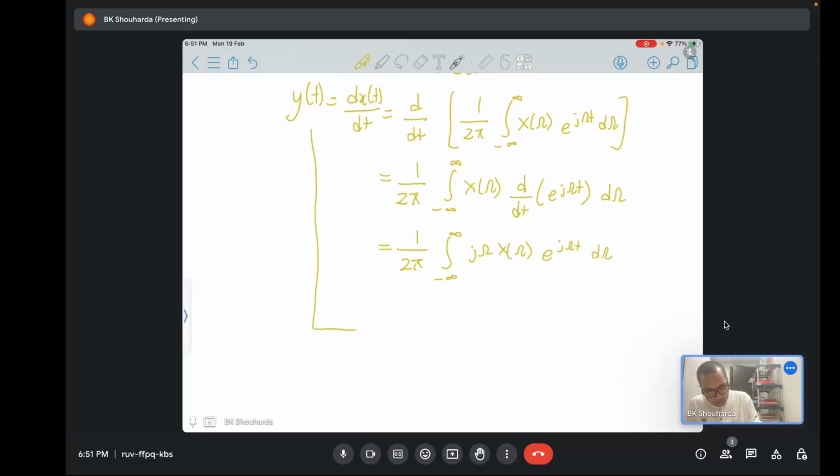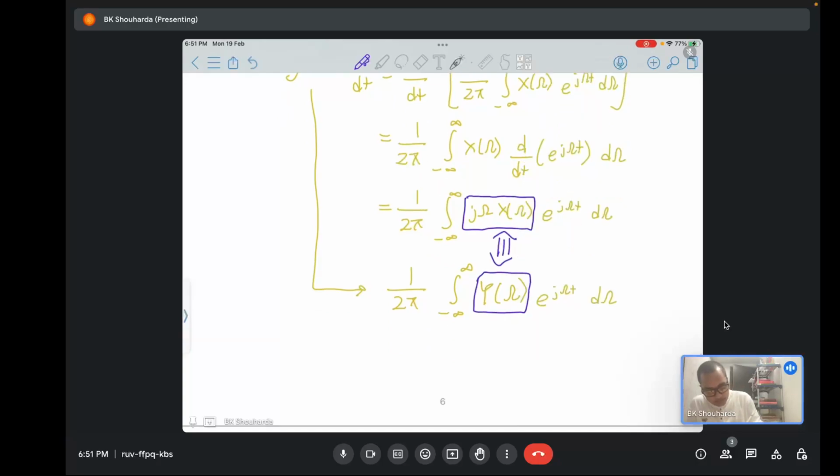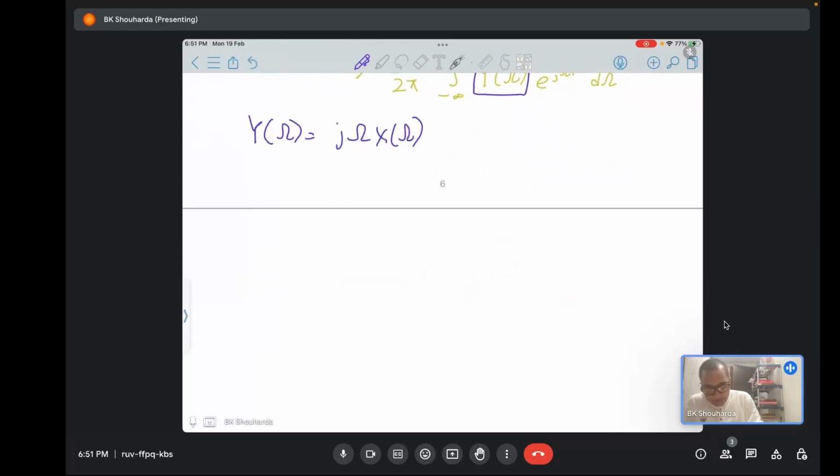Now let's compare it with the Fourier transform of y of t. If I do a term by term mapping, what do I get? I get Y of omega is j omega X of omega. So what do I end up getting? I end up getting that the derivative of x of t has a Fourier transform of j omega X of omega.